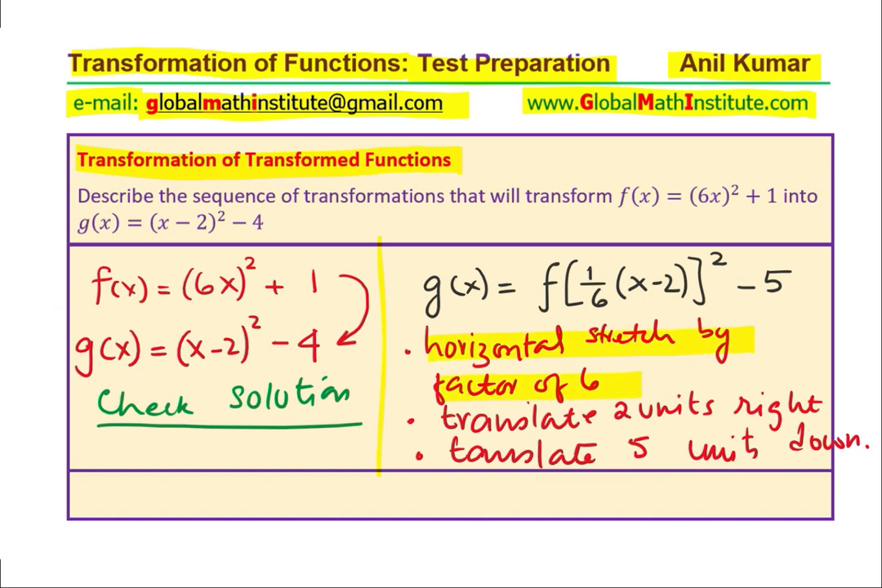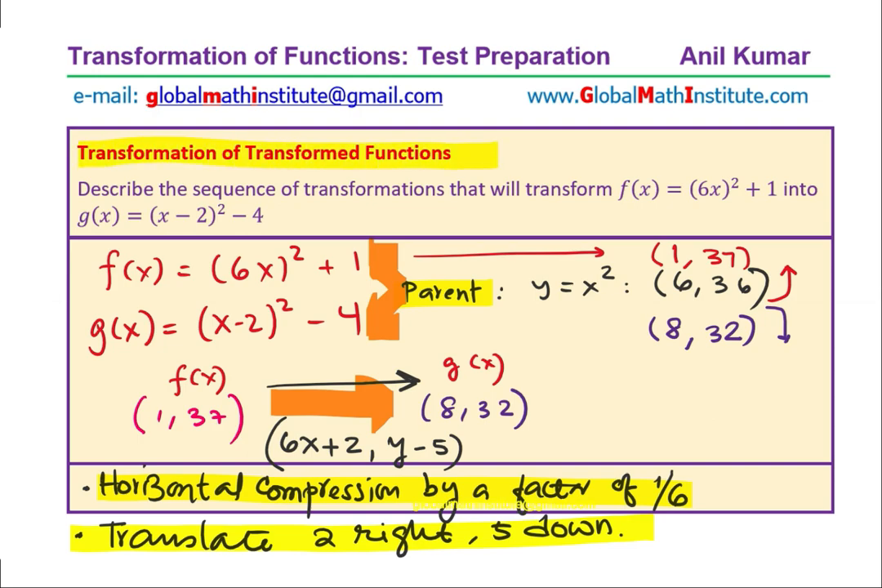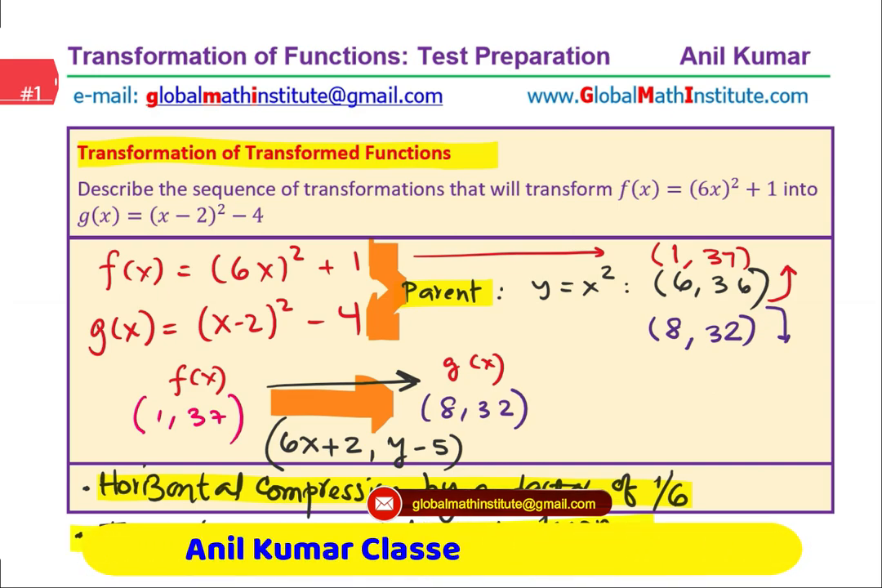Do you see that? So this transformation is absolutely correct. But the idea is to confirm we bridged. So we went from the parent function to both. And then we are in a good position to compare as shown here. This is the strategy which we are going to use for transformation of transformed functions. If you do it like this, always, you will get the correct answer. Otherwise, there could be confusion. I hope it makes sense.